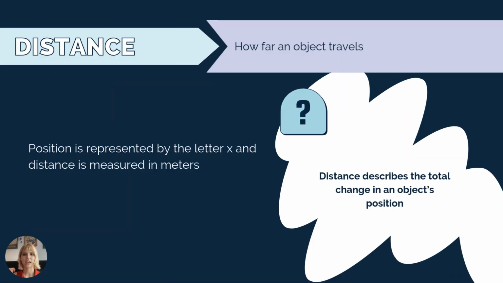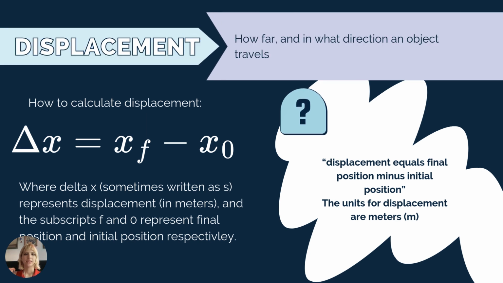So, distance: how far an object travels. Position is represented by the letter x, and distance is measured in meters. So, distance describes the total change in an object's position. Displacement is a little bit different than distance, and that can be kind of confusing at first, but I'm going to give you guys lots of practice for this.